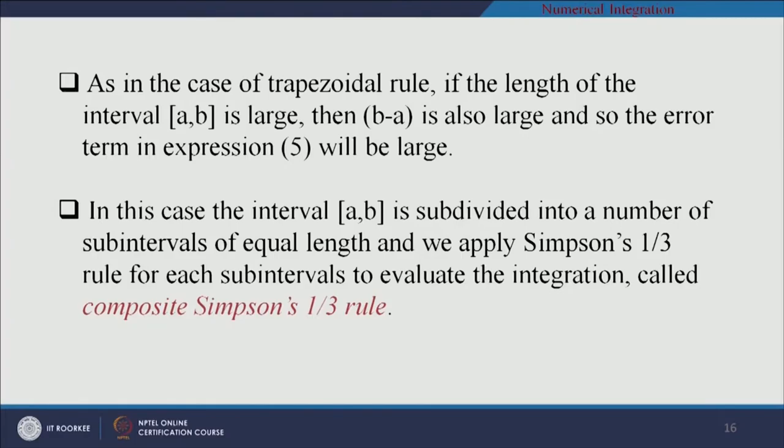So, as in the case of trapezoid rule, if the length of the interval a b is large, then we can find that b minus a is also large. So, the error term in expression 5 is also large. And in this case, the interval a b is subdivided into a number of sub intervals of equal length, and we simply apply Simpson's 1 by 3 rule for each of these sub intervals to evaluate this integration, and it is basically called the composite Simpson's rule here.